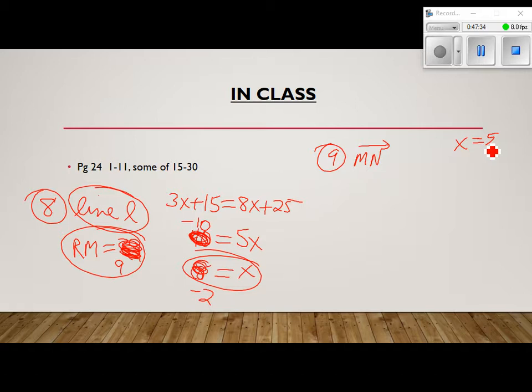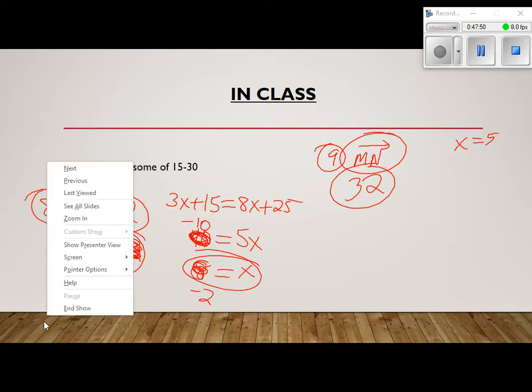So we plug in. What's 3 times 5? 15. 15 plus 1 is 16. If this part's 16, how long's the other part? 16. So how long's the whole thing? 32. So that's your second part of your answer. Ray MN bisects it, and the whole thing is 32.